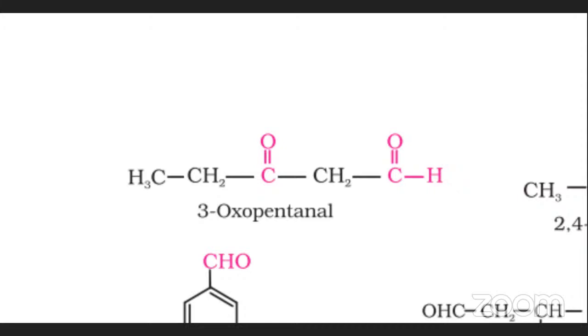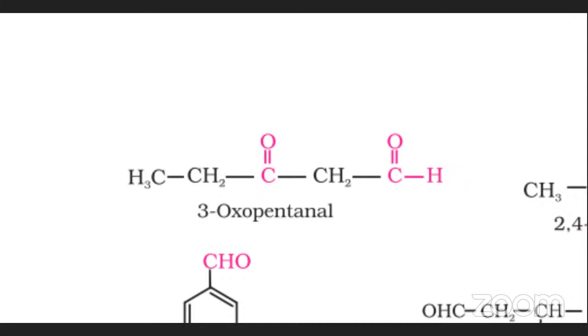We count the numbers and give priority starting from the aldehyde carbon. The first pink carbon gets the first priority. From there, the first carbon is the aldehyde, CH2 is the second carbon, and the third carbon has the ketonic group. Because of that, it takes the prefix oxo: 3-oxo. The total number of carbons is 5.